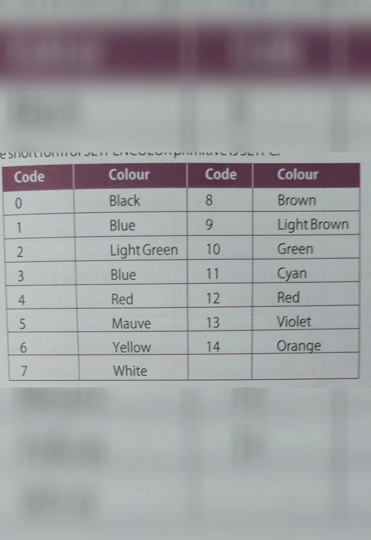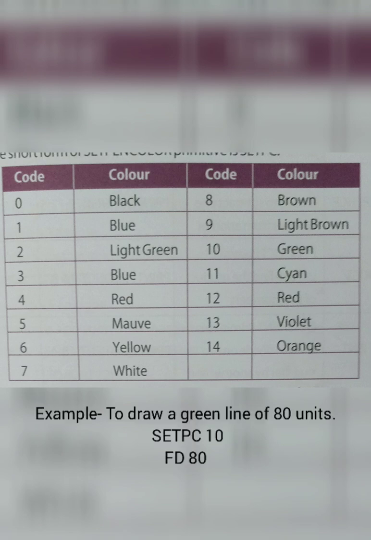There is a list of color codes. Let us consider an example. To draw a green line of 80 units, we will write SETPC 10. 10 is the code of green color. Then FD 80. The turtle draws a green line of 80 units. Reminder: you have to give a space between SETPC and 10.